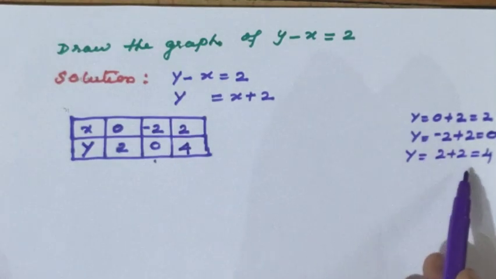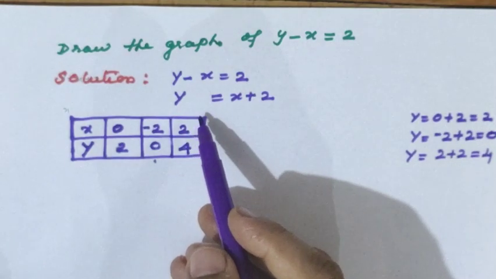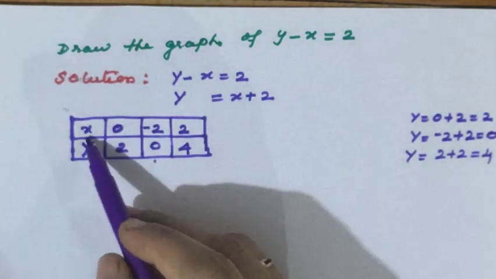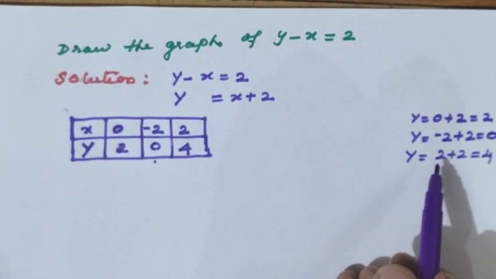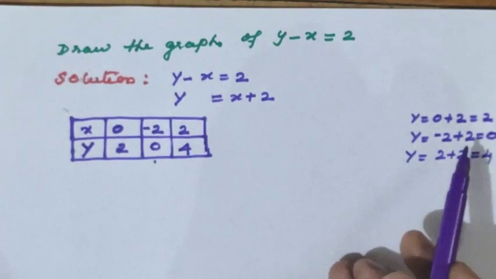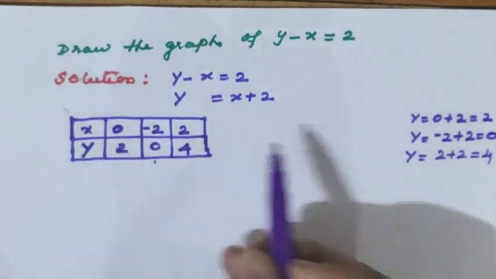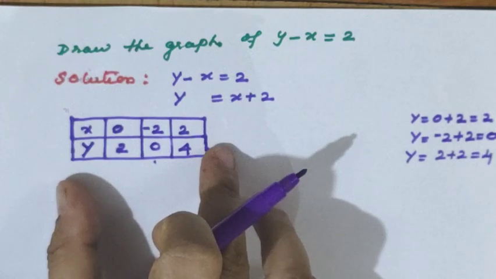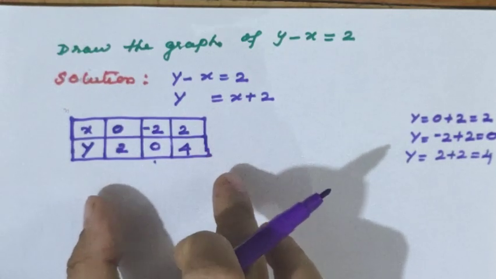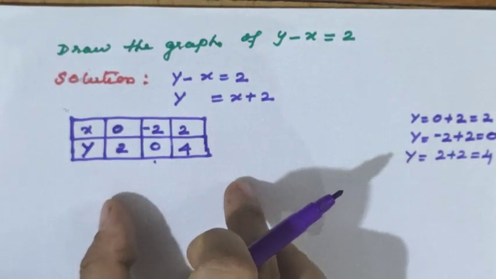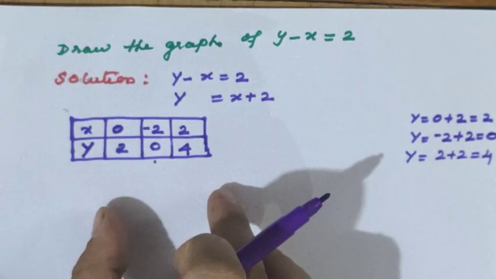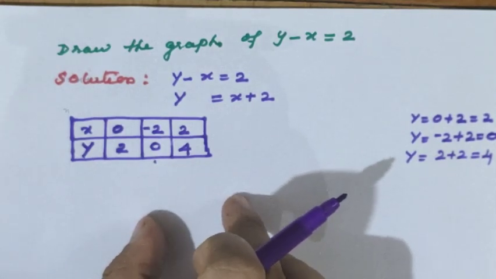This step is not required. Whatever I had done on the right side, directly we can do. It is a simple equation only. So whatever is a simple calculation, you can avoid that step. Directly you can put the value in the table. Now what is the next step? After getting the table, you have to plot this on the graph sheet.